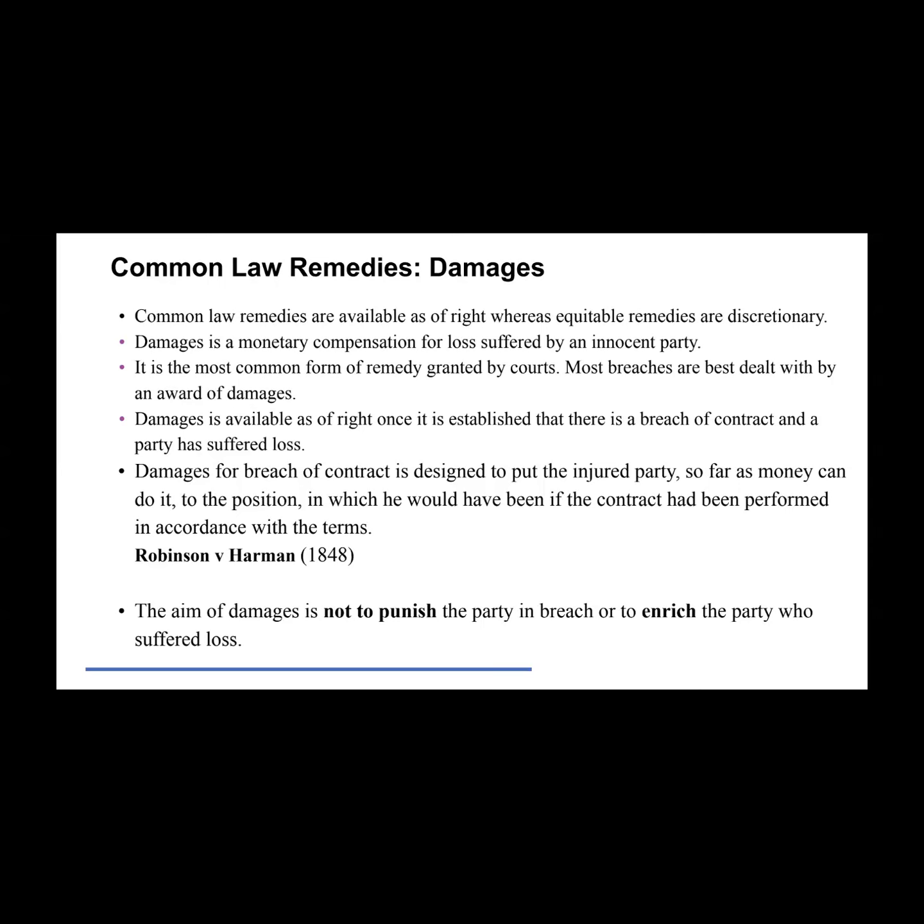So damages for breach of contract is designed to put the injured party, so far as money can do it, in the position that they would have been in if the contract had been performed, right? So the aim of damages in contract is to put the injured party in the position that they would have been in if the contract had been performed properly. This is different from damages in torts. Damages in torts is designed to put the injured party, as far as money can do it, in the position that they had been in before the contract was made, before the breach happened.